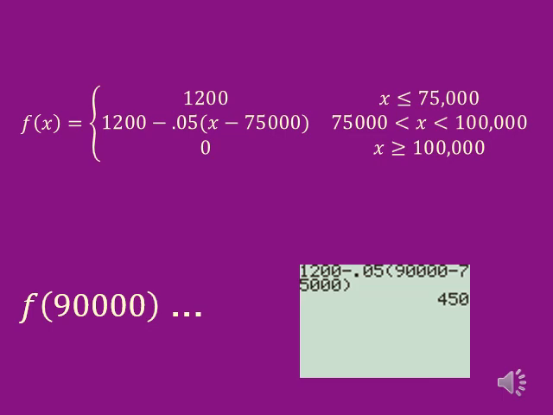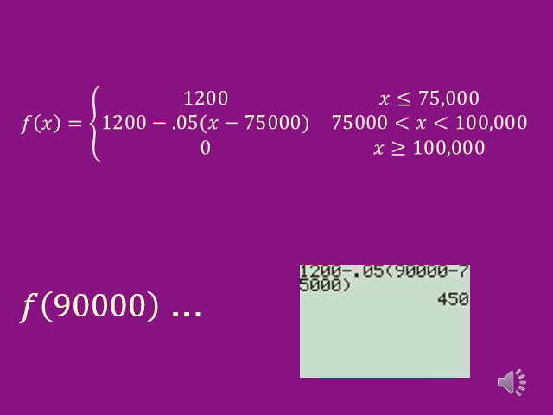For people that make between $75,000 and $100,000, what you do is you take 1,200 minus 0.05 times x minus 75,000. Basically, for every dollar they make more than 75,000 bucks, they get 5 cents less on the amount of money they're going to get back. And finally, when you go over 100,000, it goes down to 0. And so the basic idea of this is there's 3 pieces that you'd look at.